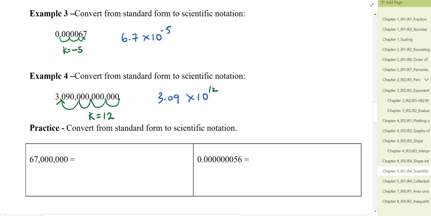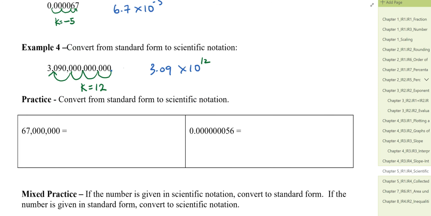Right? So I would suggest you pause the video and try these two problems over here. Hope that you've done it. So let's do it together. So again, right now my decimal is right here. I need to move to the left until I get a number that's between 1 and 10, not including 10. So 3, 6, 7. So I move 7 times. So my k is equal to 7.